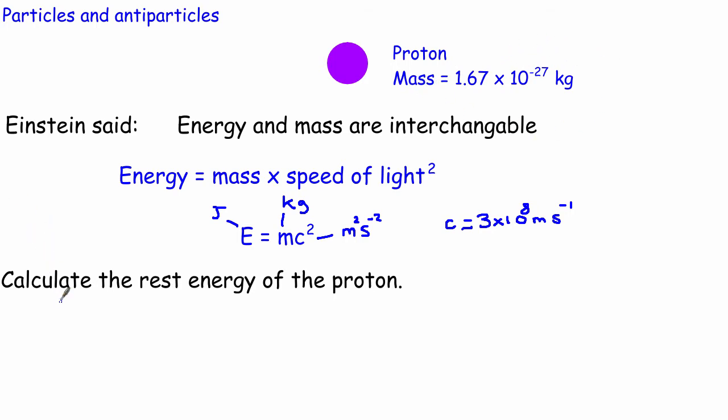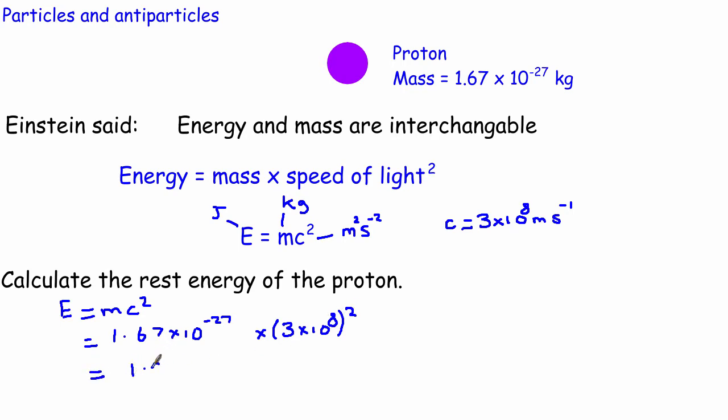So we do what we do with every calculation. First of all, we write down our equation. So we write down Einstein's equation, and then we just put our numbers in. So the mass is the mass that's up here, which is our 1.67 times 10 to the power of minus 27 kilograms. And then we simply multiply it by the speed of light squared. So the speed of light is 3 times 10 to the 8. And then we square it like that. And if we do this on our calculator, we end up with an energy of 1.503 times 10 to the power of minus 10 joules, because energy is measured in joules. So that would be our answer.